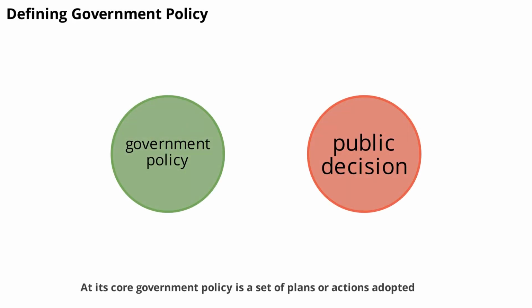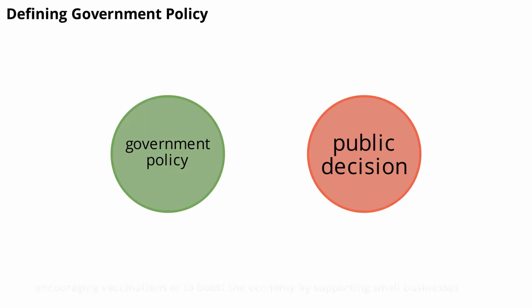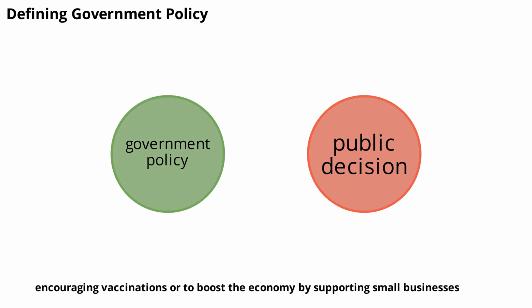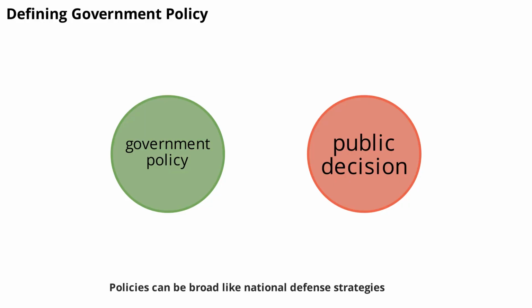At its core, government policy is a set of plans or actions adopted by a government to solve problems or achieve specific goals. These policies are designed to guide decisions and produce outcomes that benefit the public. For example, a government might create a policy to improve public health by encouraging vaccinations, or to boost the economy by supporting small businesses. Policies can be broad, like national defense strategies, or very specific, such as regulations on food safety. The key point is that government policy is intentional and aimed at addressing public needs.